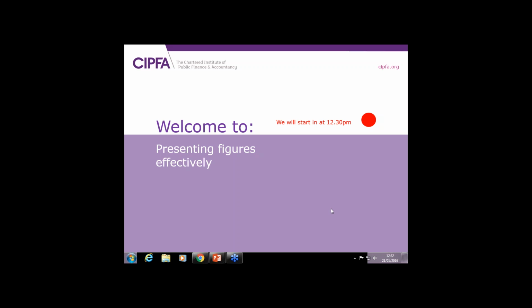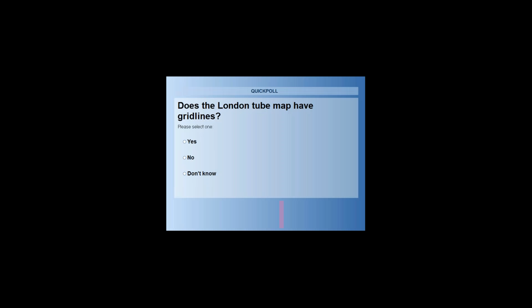So I'm going to ask you a quick question. I'm going to open up a poll and ask my first quick question. For those of you who are familiar with the tube map, does the tube map have grid lines? If you can just answer yes, no, or I don't know. And we'll see what we come up with.